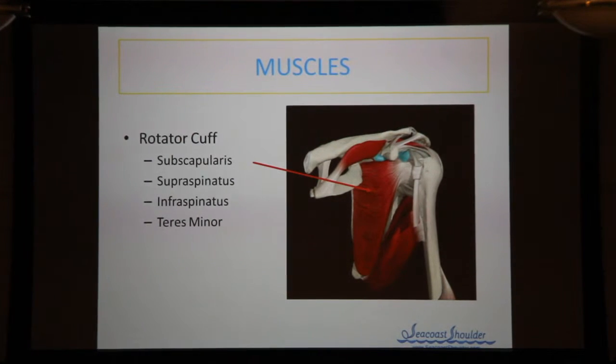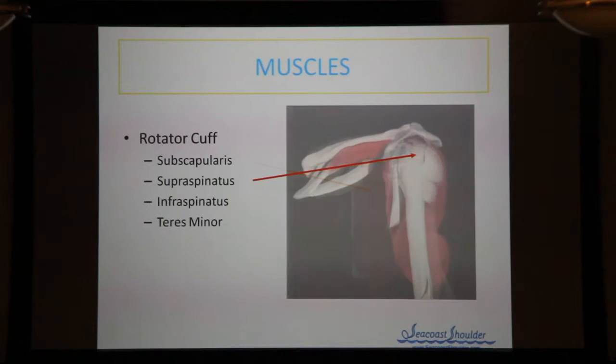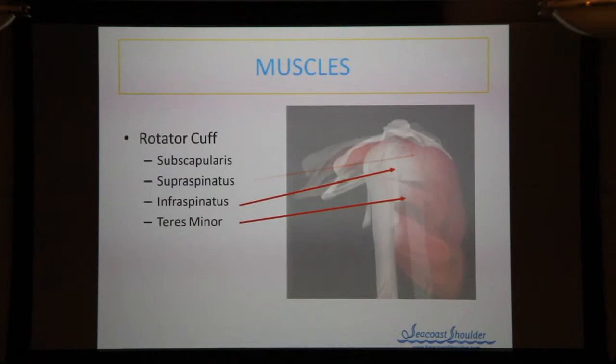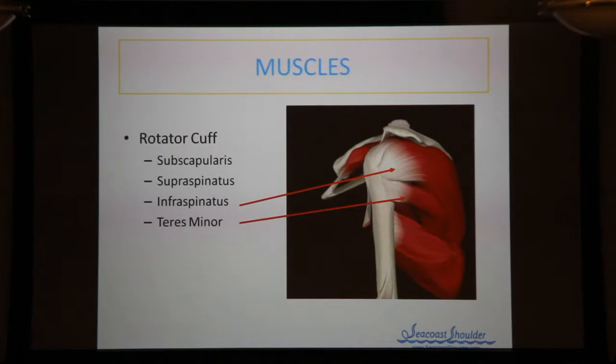and they are injured quite frequently. So the four muscles each have a name, but together they form a cuff of tissue. And sometimes people say, did I injure my muscle or did I injure my tendon? The muscle is the fleshy part over here.